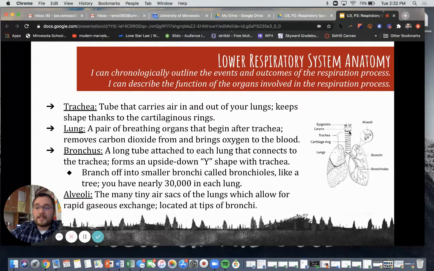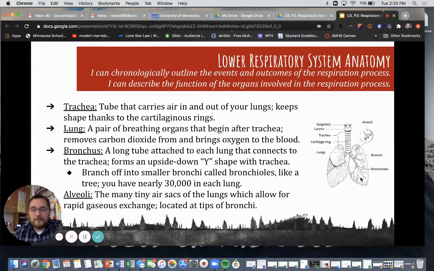Then we get our bronchus, or bronchi, and then our alveoli. Bronchus is a long tube attached to each lung that connects to the trachea, and it forms an upside down Y shape with the trachea. And you can see that right here on this diagram. This is our bronchus. Then these bronchus branch off into smaller bronchi called bronchioles, like a tree, and you have nearly 30,000 in each lung. So you can kind of see these branch off into bronchioles, and they look just like little upside down trees or upside down Ys.